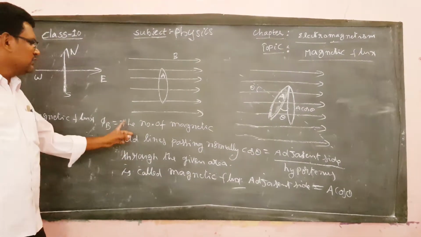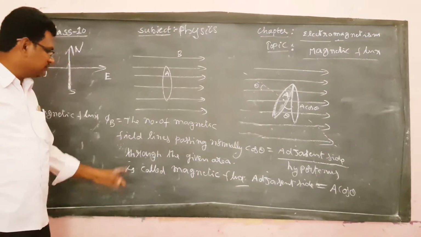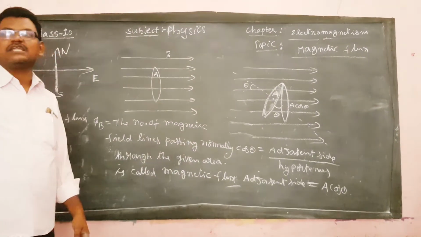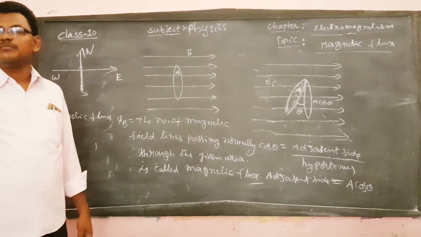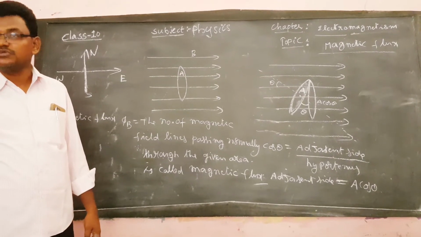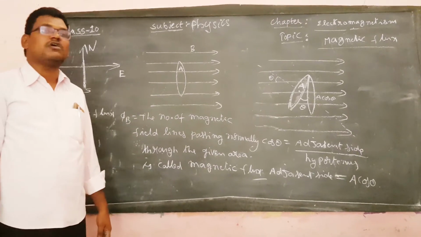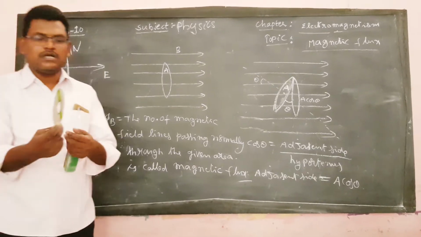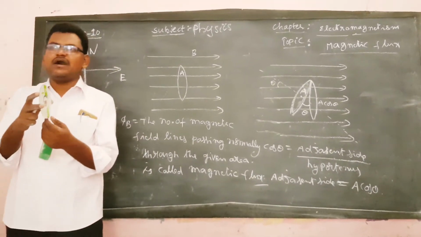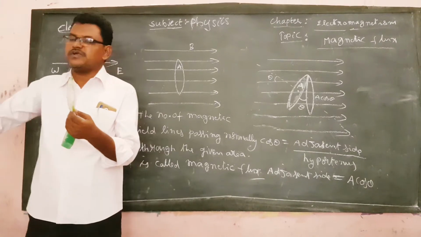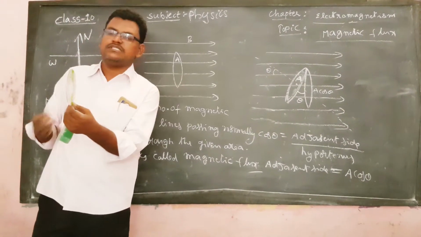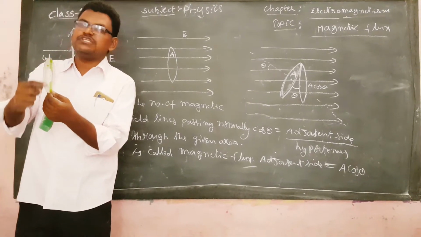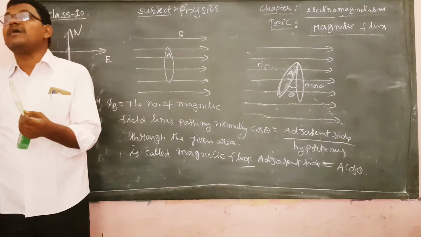The number of magnetic field lines passing normally through the given area is called magnetic flux. Let's assume the magnetic field lines are passing from right to left. Then the flux means the number of magnetic field lines passing through this area is called magnetic flux.